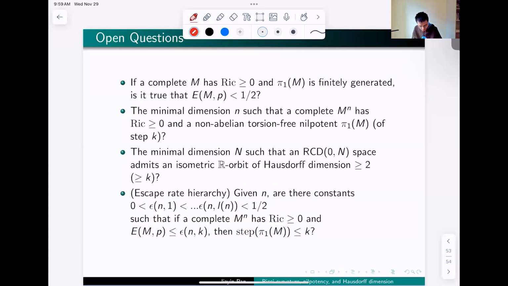Now, the last question is about this escape rate hierarchy. Instead of saying that with very small escape rate you have virtually abelian, can we have a series of constants that characterize the nilpotency step of your fundamental group? So how small your escape rate is can control how many steps you have in your nilpotency.